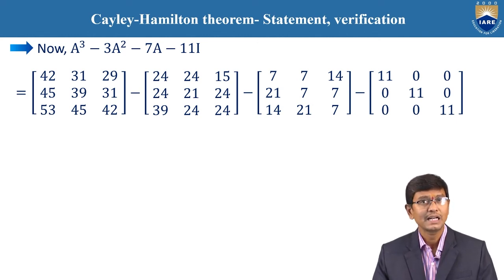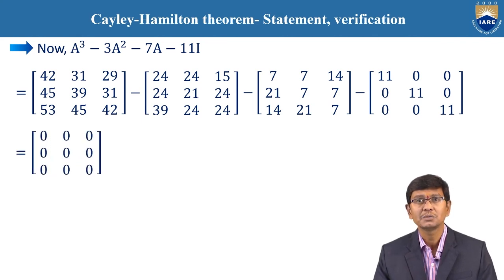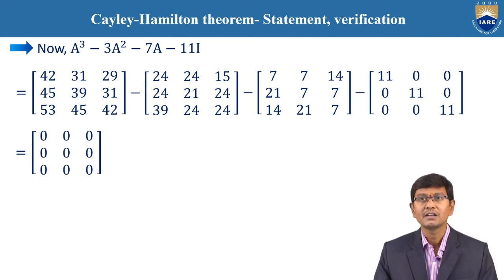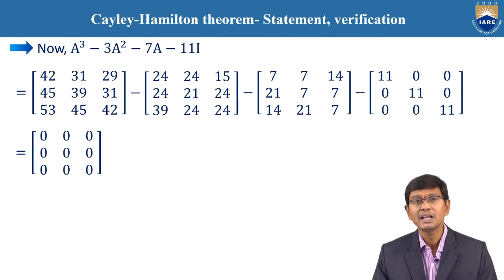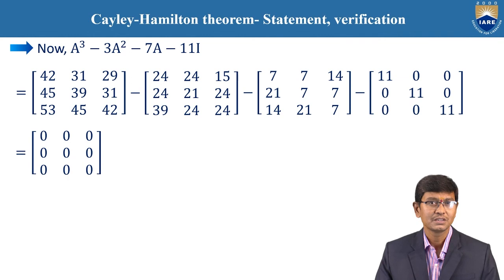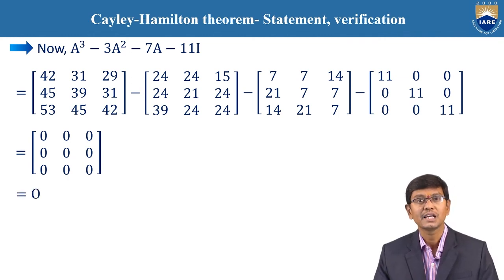And with these four matrices, by addition and subtraction of all the corresponding values one by one, the matrix is reduced clearly to 0, 0, 0, 0, 0, 0, and the last row also changes to 0, 0, 0. According to that, 42 minus 24 minus 7 minus 11 is equal to 0. 31 minus 24 minus 7 minus 0 is equal to 0. And the last value, 29 minus 15 minus 14 minus 0 is equal to 0. Similarly, using these four matrices, all the values change to 0. That means the matrix is clearly 0.